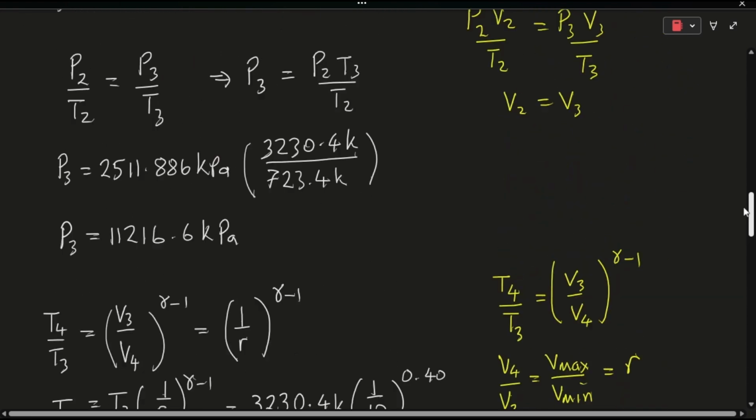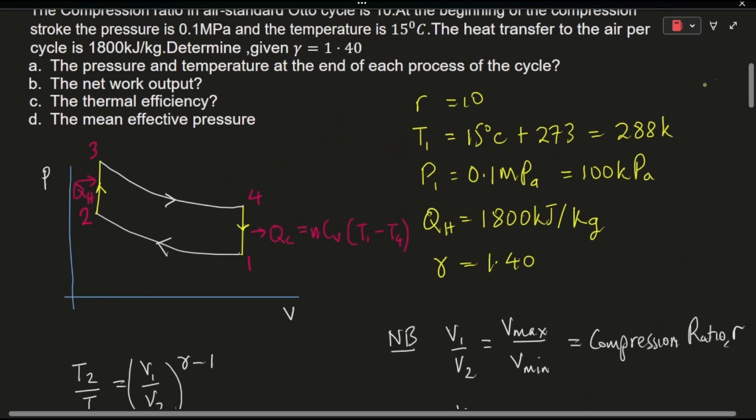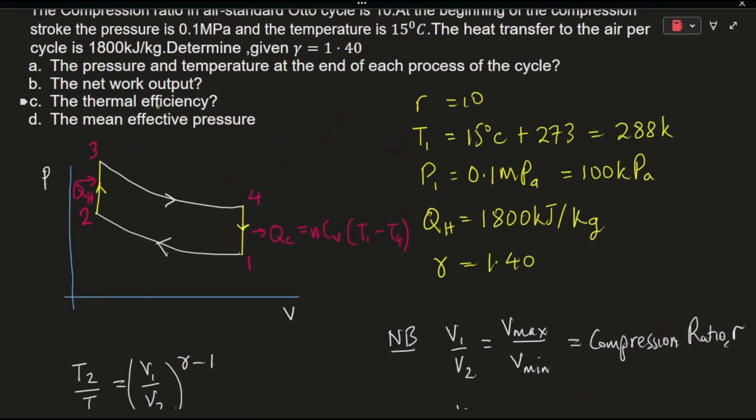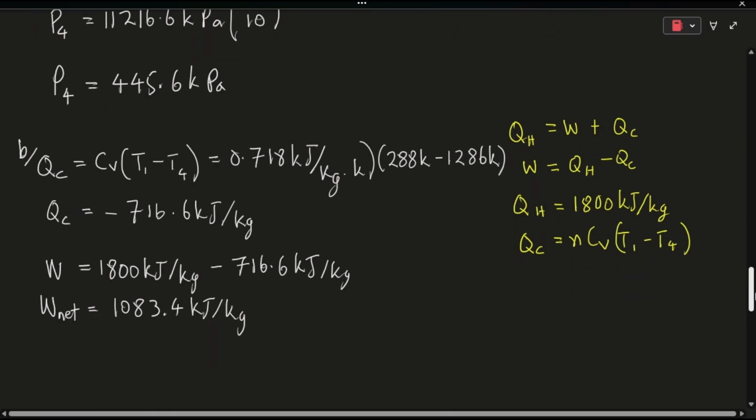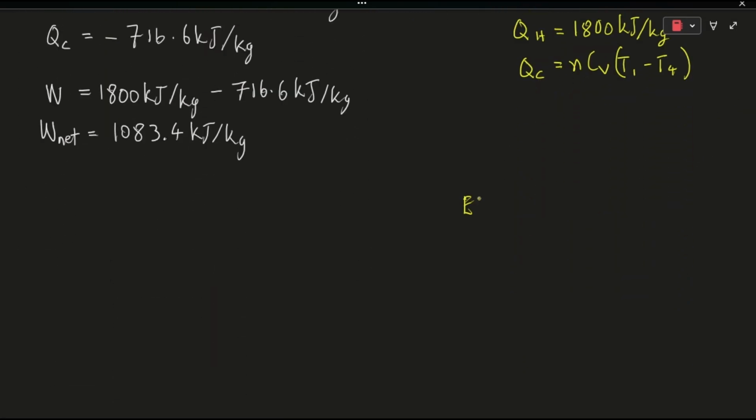Now, the C part of the question is to determine the thermal efficiency. And we can do that in two ways. First of all, efficiency, let's denote by the letter N, is given, for the Otto cycle, by this formula.